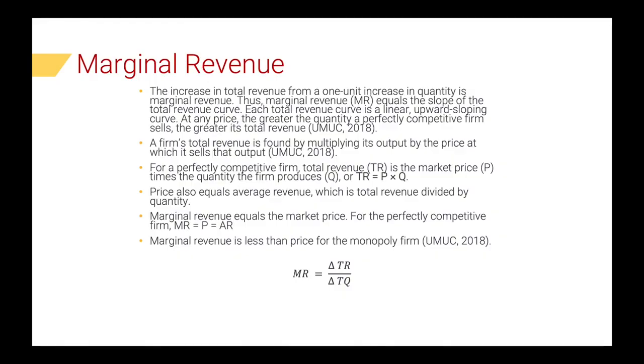A firm's total revenue is found by multiplying its output by the price at which it sells that output. For a perfectly competitive firm, total revenue is the market price times the quantity the firm produces. Price also equals the average revenue, which is the total revenue divided by the quantity. Marginal revenue equals the market price, and for the perfectly competitive firm, marginal revenue equals the price equals the average revenue. Marginal revenue is less than the price for a monopoly firm.